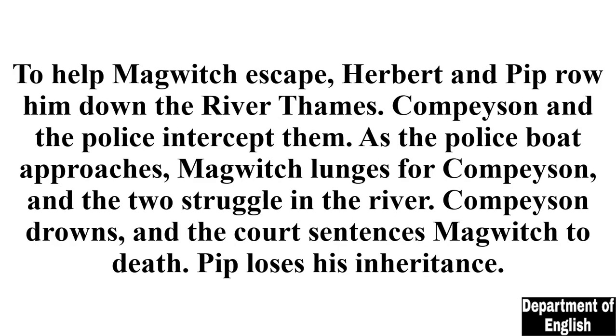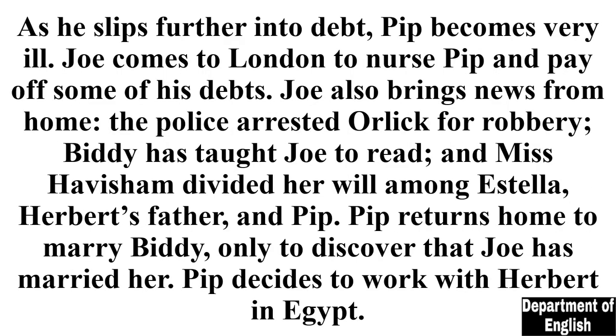To help Magwitch escape, Herbert and Pip row him down the river Thames. Compeyson and the police intercept them. As the police boat approaches, Magwitch lunges for Compeyson and the two struggle in the river. Compeyson drowns and the court sentences Magwitch to death. Pip loses his inheritance.